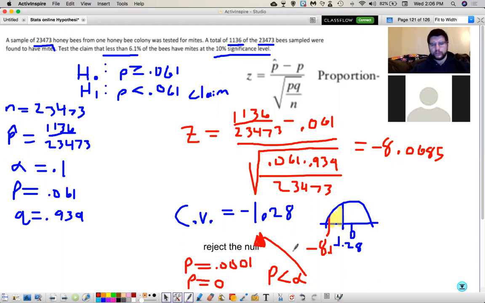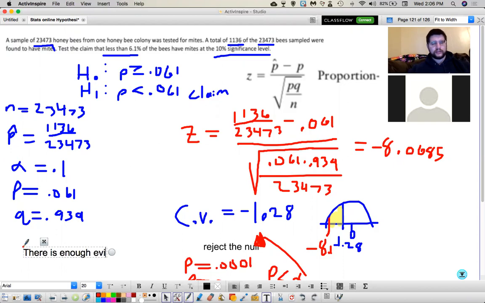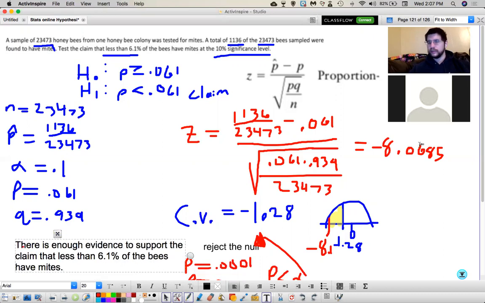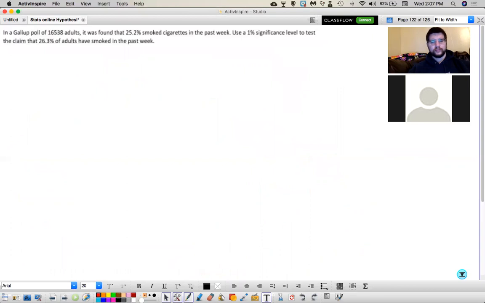Claim was in the alternative, so same old, same old. There is enough evidence to support the claim that less than 6.1% of the bees have mites. That's the conclusion. This is the initial conclusion. We're good to go on that one. Stop me if you have a question. Okay.